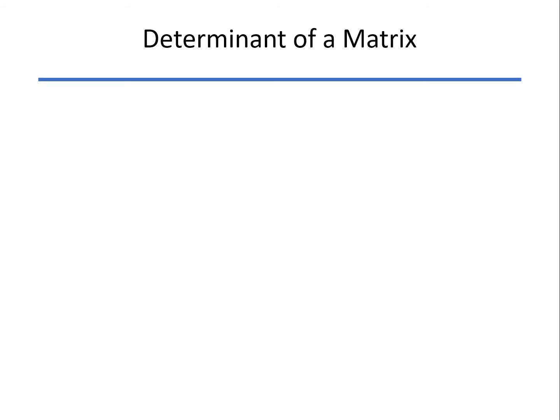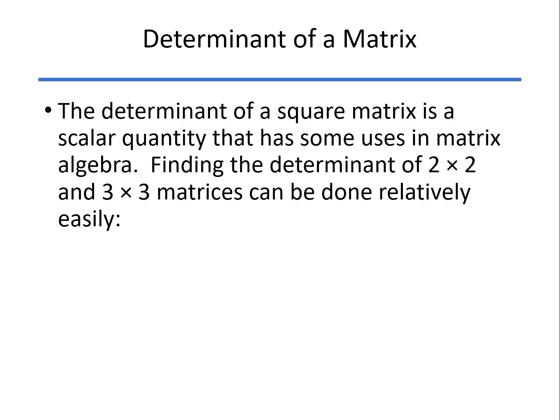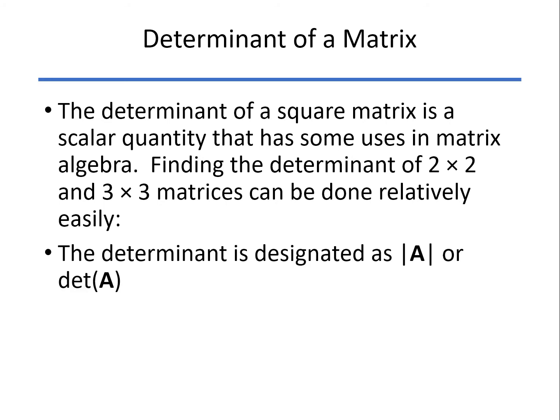Okay, picking up where we left off last time, we're going to talk about the determinant and the inverse of a matrix. So first of all, the determinant: only square matrices have a determinant. The determinant of a matrix is a scalar, and we'll see it has some uses later on. But we can do a 2 by 2 and a 3 by 3 by hand pretty easily.